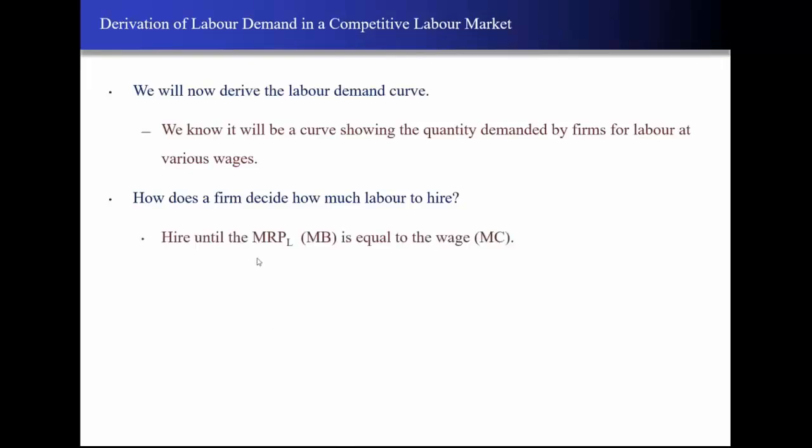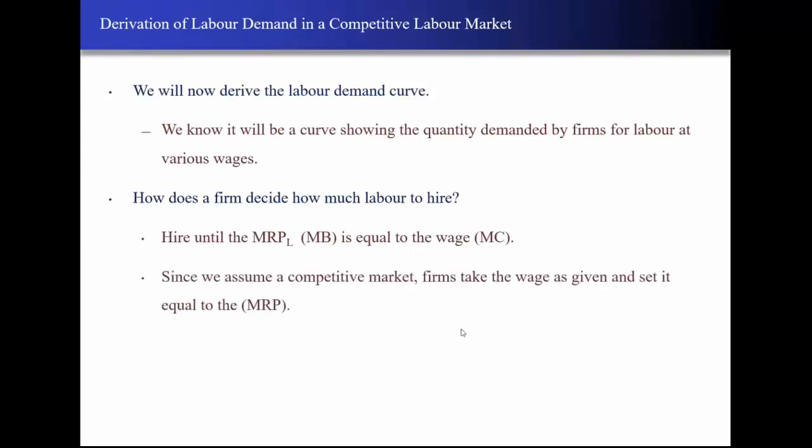Well, as I said, they're going to hire until the marginal revenue product of labor, which is the marginal benefit of hiring a worker, is equal to the wage, which is the marginal cost. So we're assuming competitive markets. In this case, the firm will take the wages given, and it's just going to set that equal to the marginal revenue product of labor. Now, that will be the optimality condition.